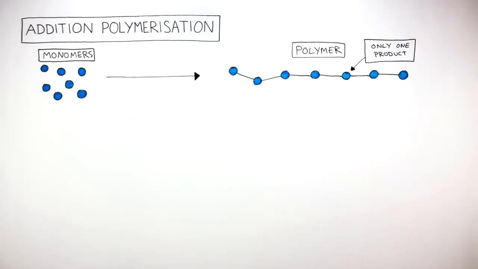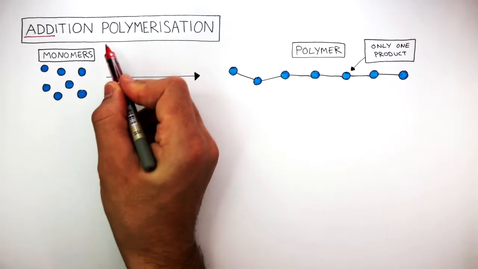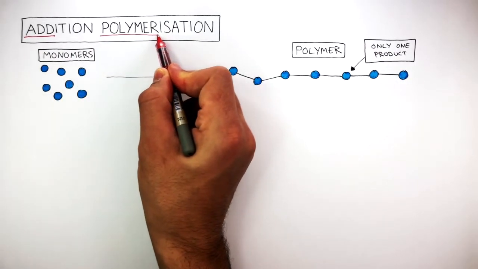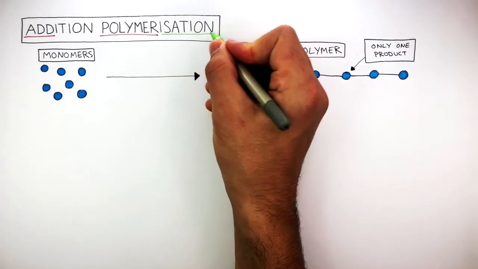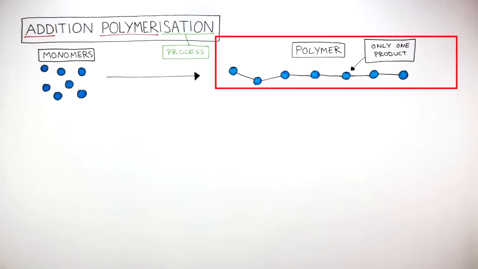This is why we call it addition polymerization, because all of these monomers are essentially added together when they react to form a polymer, which is why we say polymerization. And the suffix -ization means a process. So you can think of addition polymerization as the process in which monomers are added together to form a polymer.